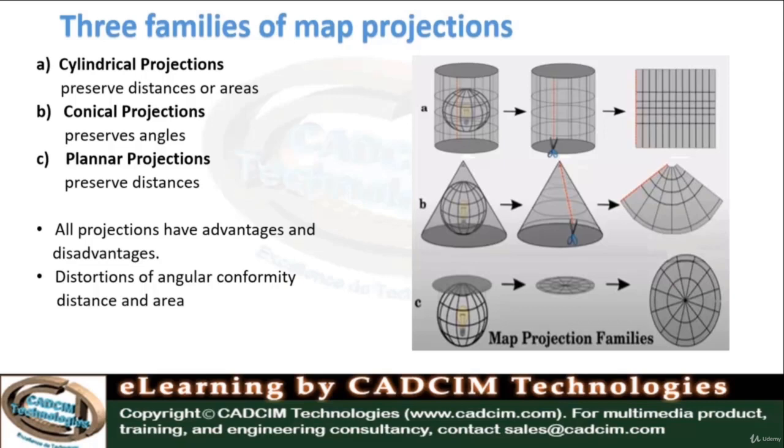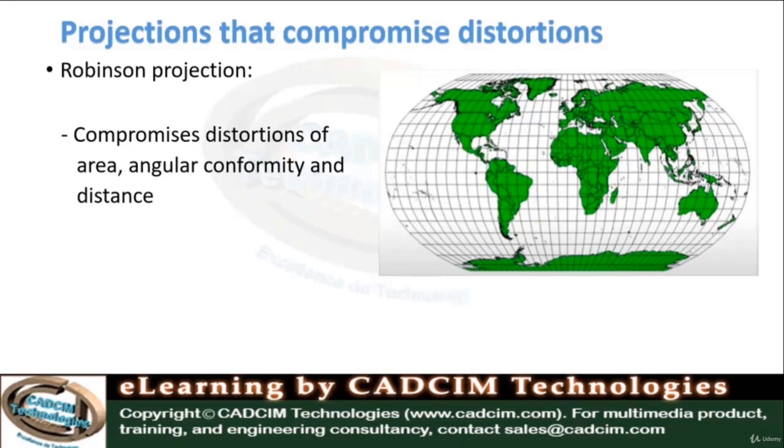And there are distortions of angular conformity, distance and area. So we can minimize the problem of one distortion by choosing certain projections. There are also projections that compromise all distortions, which still means there is inaccuracy, but it minimizes all the distortion of areas, angular conformity and distance. An example is this Robinson projection, which is displayed in the figure.